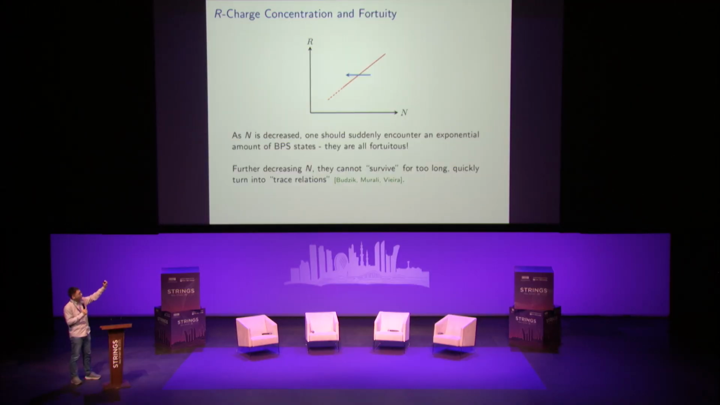Yes. So I suspect that a generic fortuitous state becomes 0 when you make n smaller by 1 from n star. Yeah, that's exactly true. So maybe I was a little bit fast on this slide, but that was what I was trying to comment on. If indeed there is this phenomenon of R-charge concentration, then as you go to the left of this red line, you should immediately end up with 0 BPS states. So for the sake of argument, let's say the red line has width equal to 1. Then these states should immediately all become trace relations and should disappear from the Hilbert space.